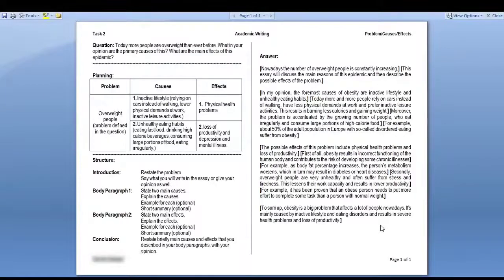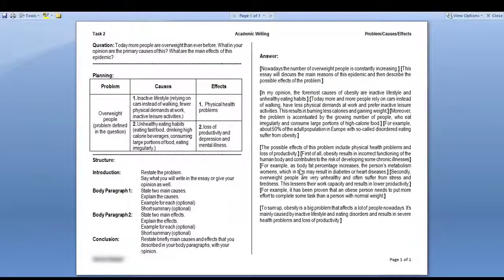So do not write solutions in your answer. Make sure that you are just writing causes, how it is caused. That means being overweight, how it is caused. So we've written 2 points for this: inactive lifestyle and unhealthy eating habits. Next, what are the effects for this?